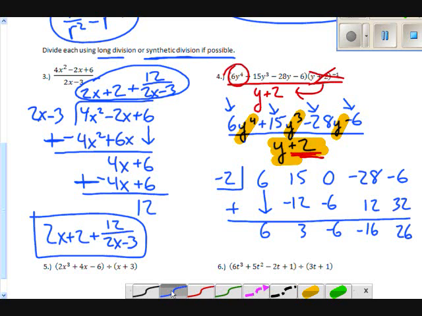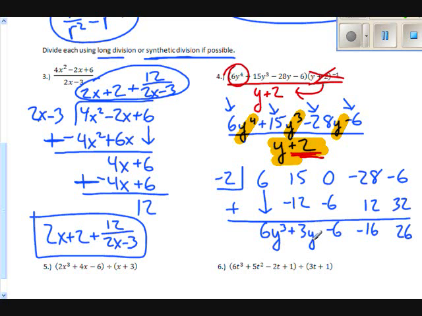All right? Since the thing I was dividing started with a y to the 4th term, my answer is going to start, so it's going to be one less, y to the 3rd. So that's 6y to the 3rd plus 3y squared minus 6y minus 16 plus, this is my remainder, so I put it over the y plus 2. Okay? And there's my answer.